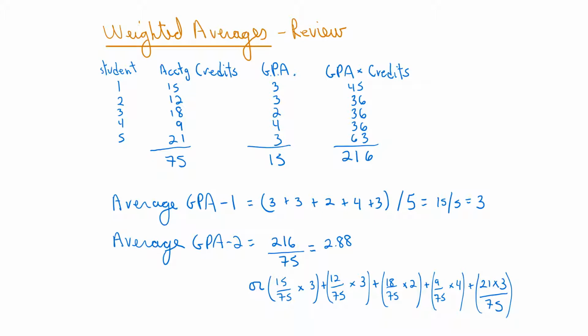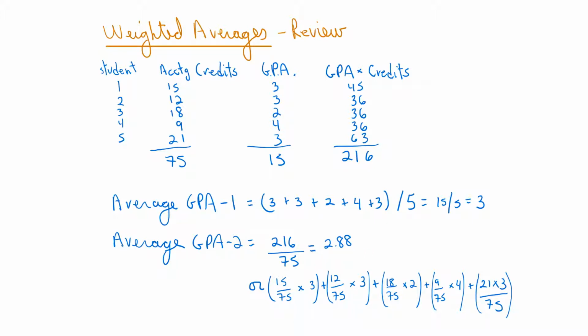So to get a better average, we take what's called a weighted average. And the weights here are the proportion of accounting credits taken that semester by each student. So student 1 took 15 out of 75 credits, so we're going to give them a weight of 15 divided by 75, and now we're going to multiply that by their GPA 3, and we're going to add that to student 2. Student 2 took 12 credits, so 12 over 75 times 3. And then we just continue until we cover all the students. If we do it that way, it works out that the weighted average GPA is 2.88.